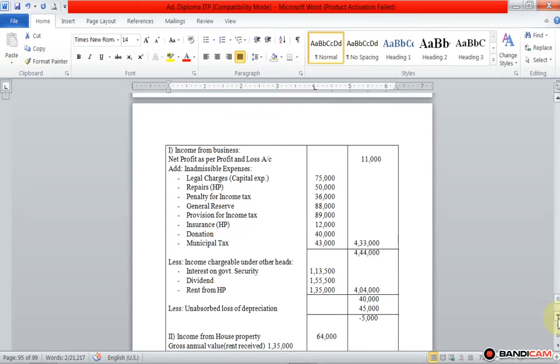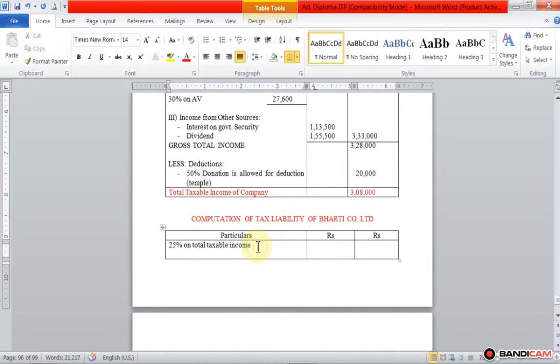So taxable income is rupees 3,08,000. Okay, so here 25 divided by 100 multiplied by 3,08,000, we get the tax amount. 3,08,000 into 25 divided by 100, we get 77,000 as the tax liability. 77,000 is the tax liability, but here the correct tax liability is after adding surcharge and health education cess.